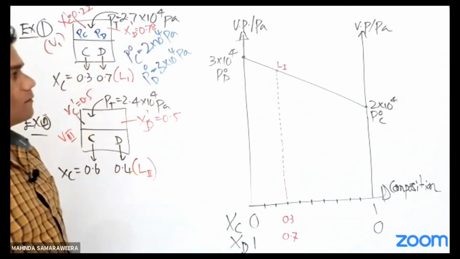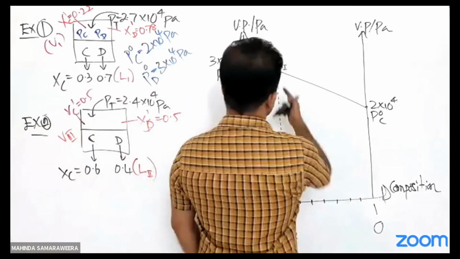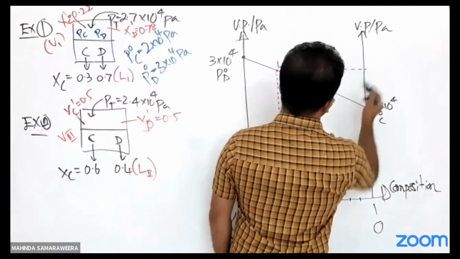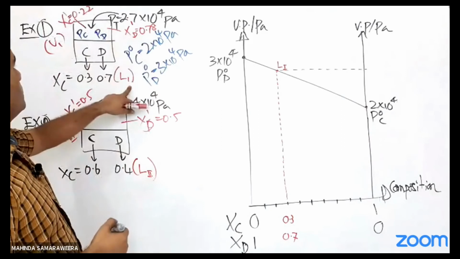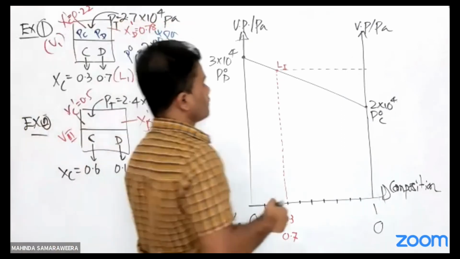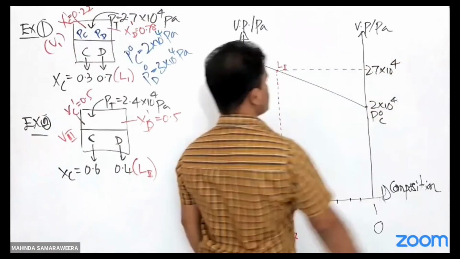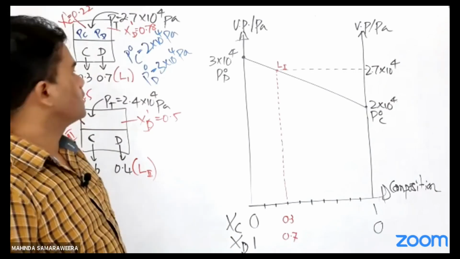That point is L1. And what's the pressure? You can mark pressure on this axis or this axis, it doesn't matter. I mark it here. What's the total pressure at that time? At that time, total pressure is 2.7 × 10^4. That's the total pressure when composition is L1.